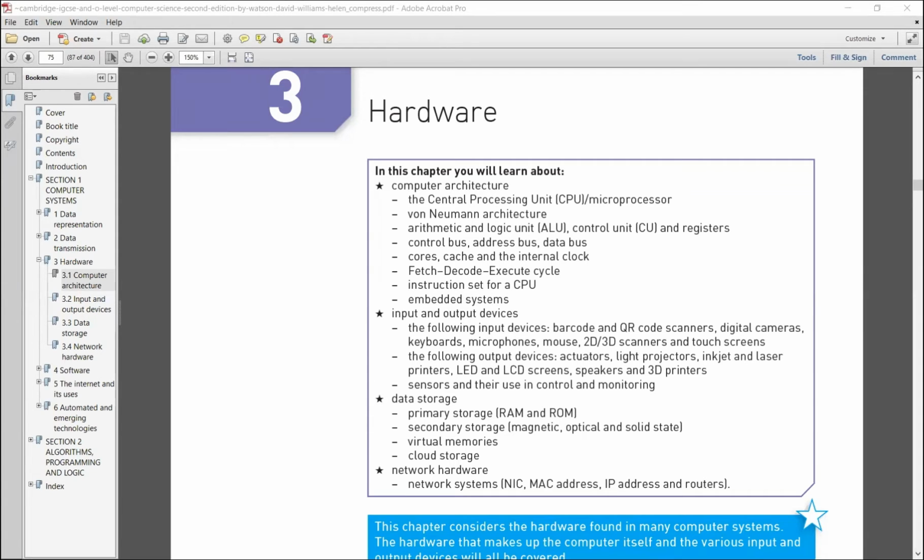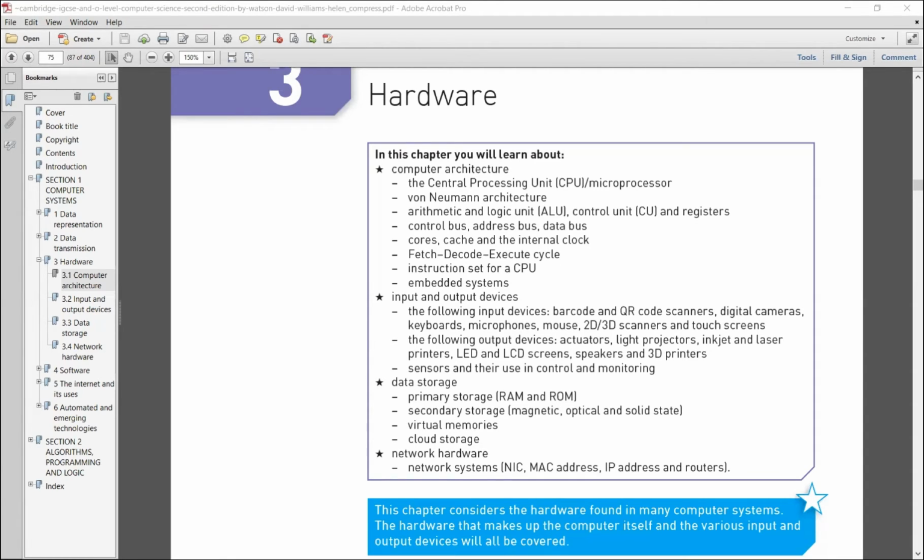Then the most important thing is your sensors and their applications. Very important thing that you need to know. A very simple way of remembering and answering also, I'll let you know how you can score here also. Then moving on to data storage, very important topic. I'll discuss that also. Then network hardware and cloud storage and virtual memory also.